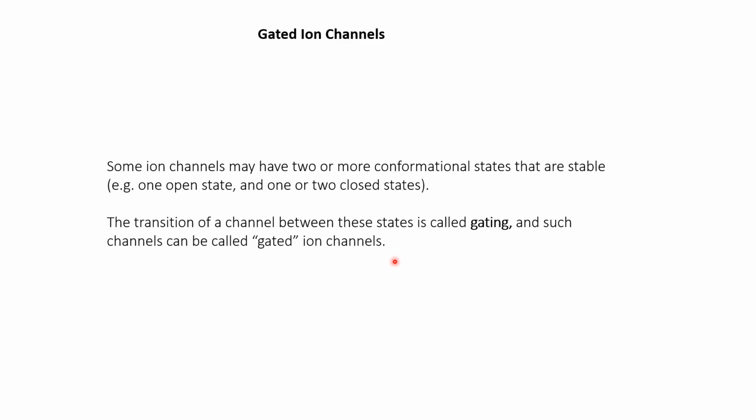The leakage channels that we have seen before, some of the sodium, potassium, and chloride channels, are always open and do not have a closed state. So those are non-gated channels or passive channels. Whereas other channels may have different states and may transition between these states. Those are the gated ion channels, and these channels may play an important role in neural activity, in determining the responses of neurons to various kinds of inputs.